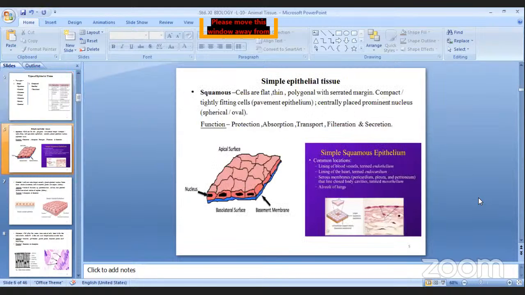Next slide, simple epithelial tissue. Now we'll take up one tissue individually. Simple epithelial tissue: first and the most common is the squamous, right? Squamous, see how it looks.